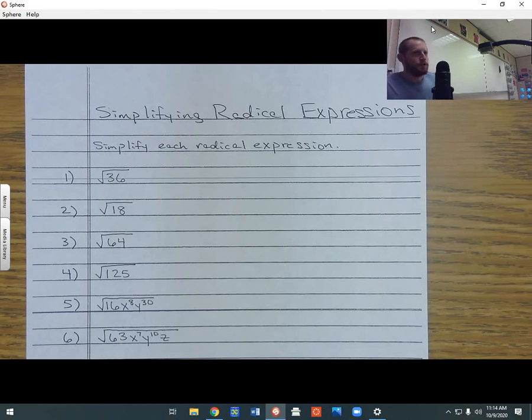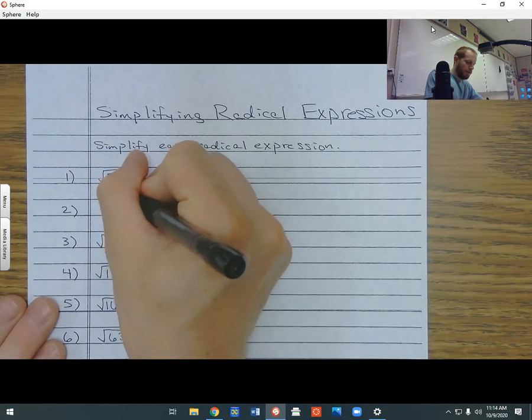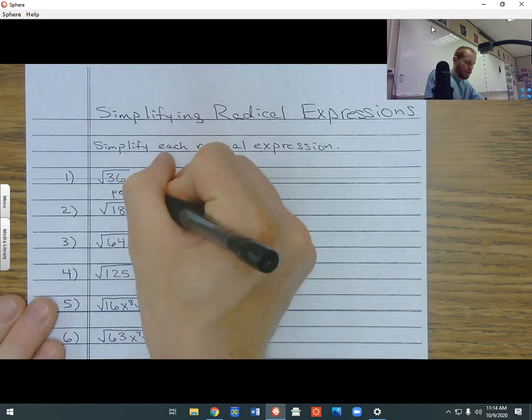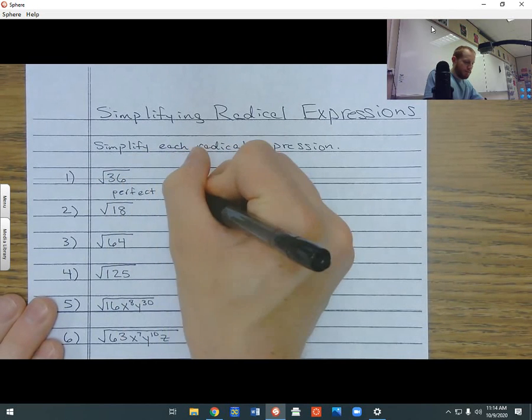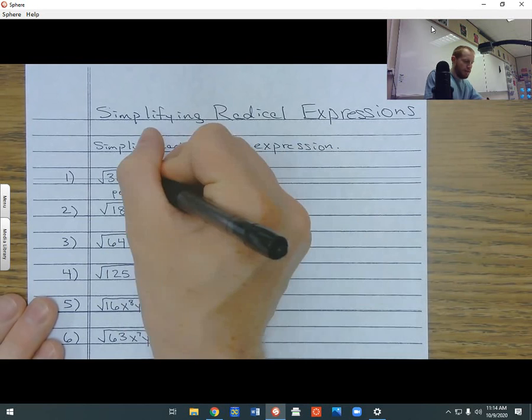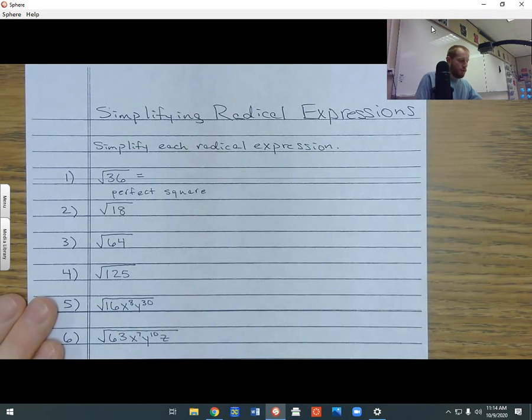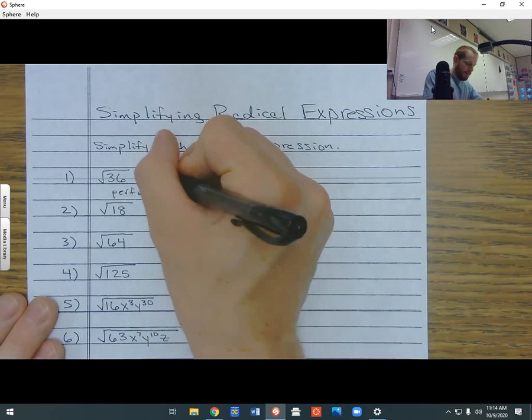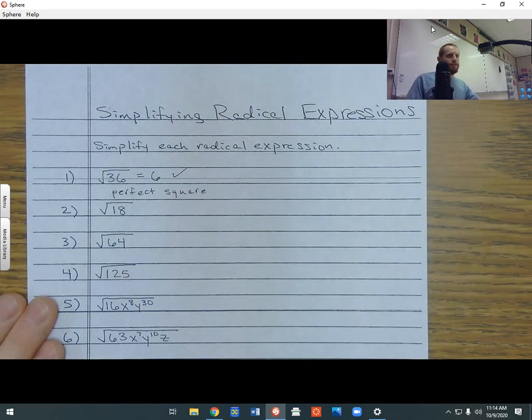We have the square root of 36. So when I do this, I know that 36 is a perfect square. That just means that the square root is going to be a whole number. So I can do the square root of 36 is 6. And I'm done. So that's the first one.